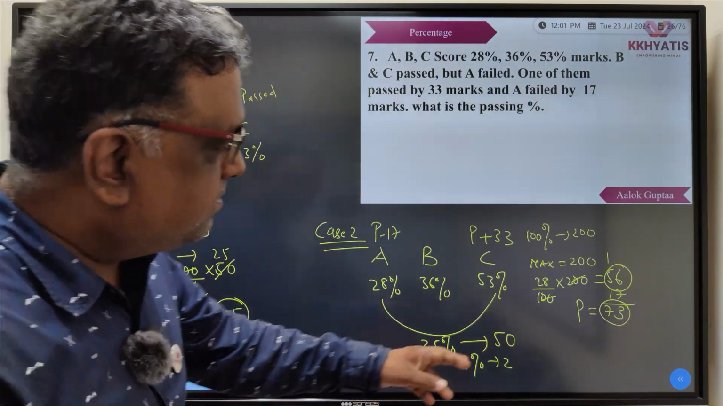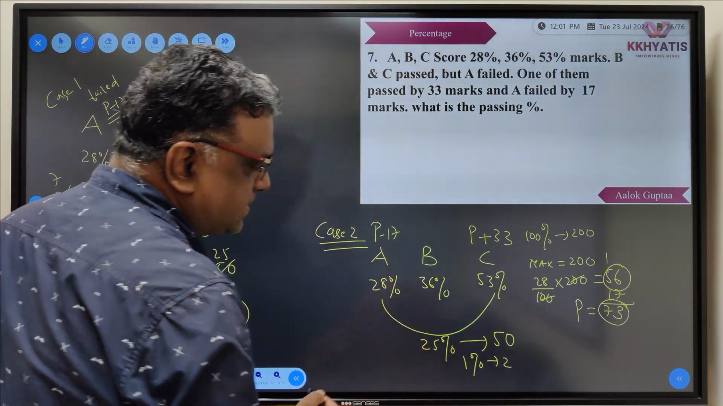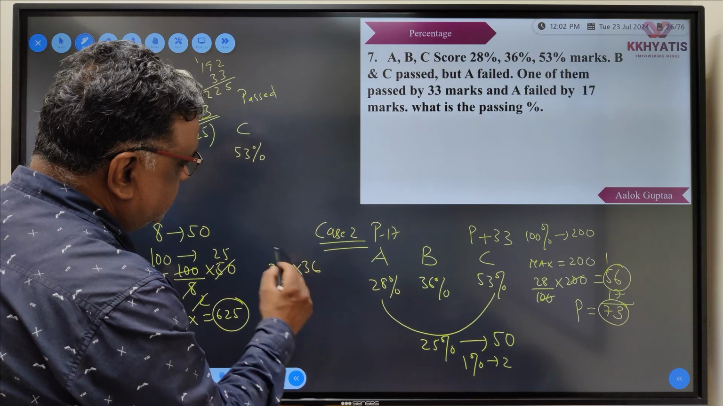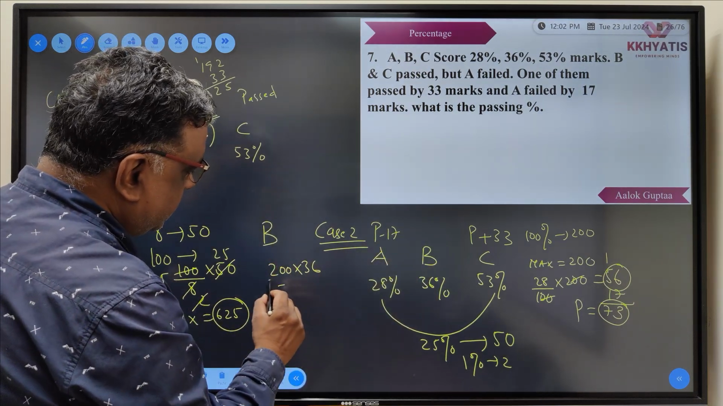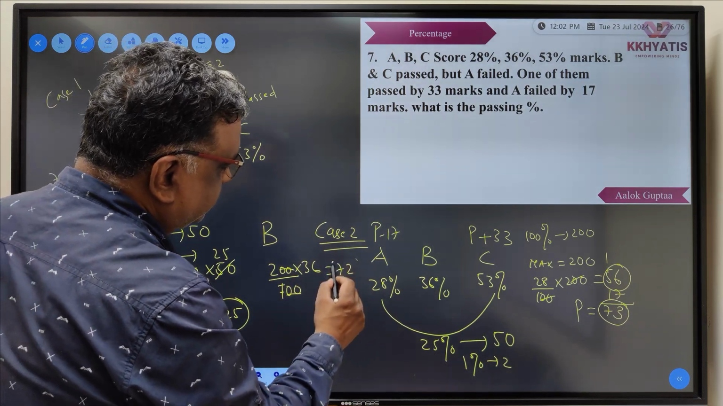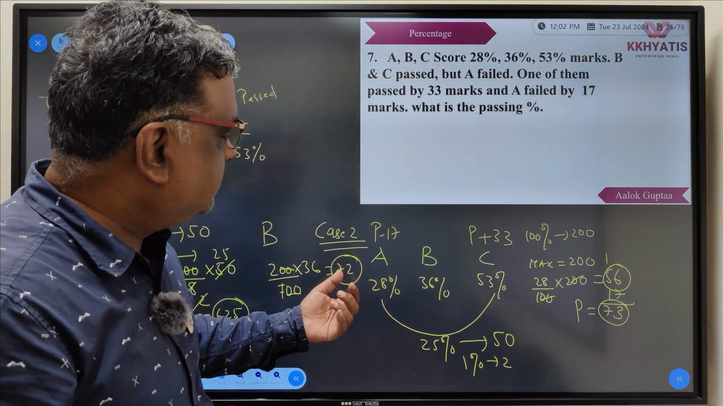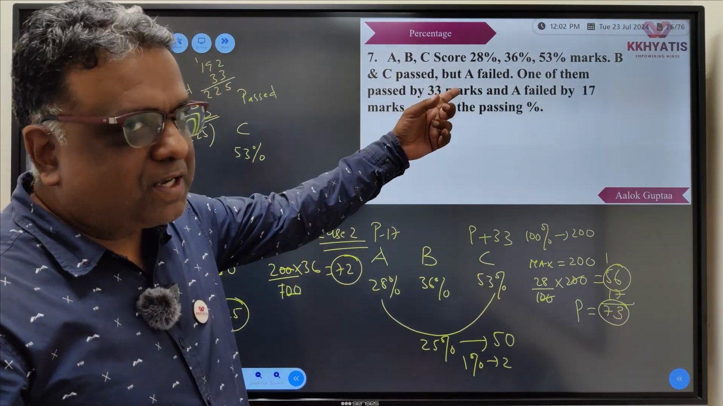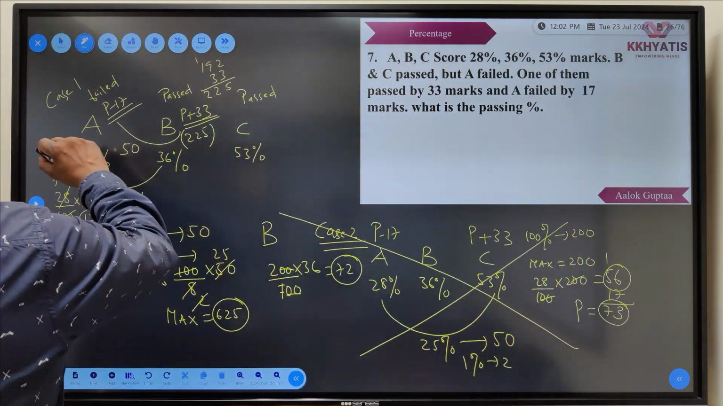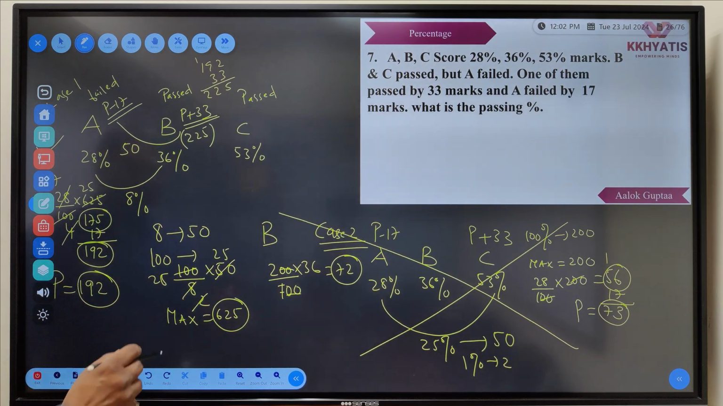But if my passing marks is coming as 73, B got 36% marks. So 36% of 200, this is I'm calculating of B in this scenario, 200 into 36 upon 100. So B got 72 marks. So the passing marks is 73, B got 72 marks, which means B failed, but in the question B passed, it is given, which means this scenario I will reject. So this is the scenario which is correct. So which means the passing marks 192 is the correct answer.